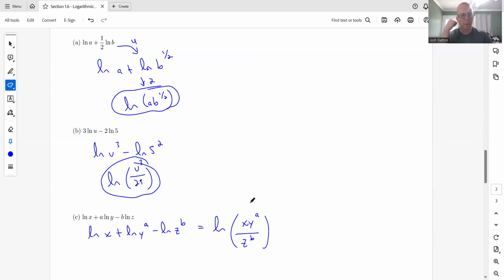And there you go. So make sure you're comfortable with those properties. The easier you can work with those, again, solving the equations will be pretty simple. So we'll look at solving some equations in the next video.